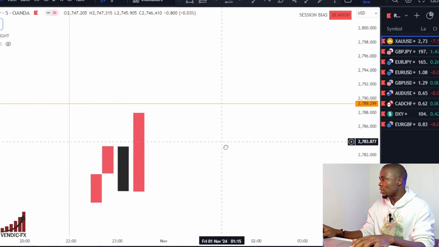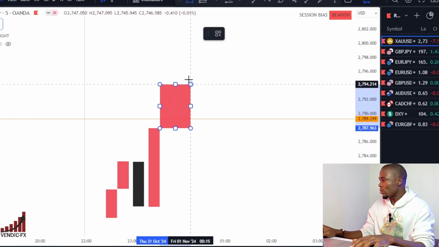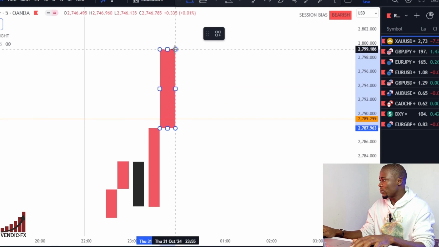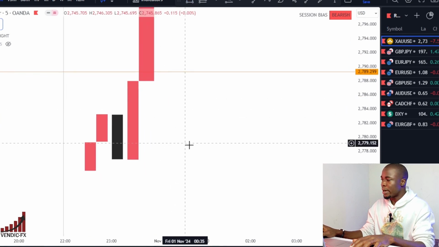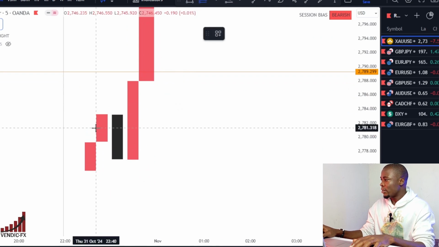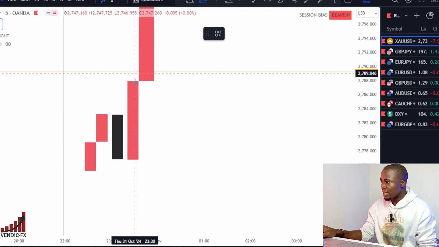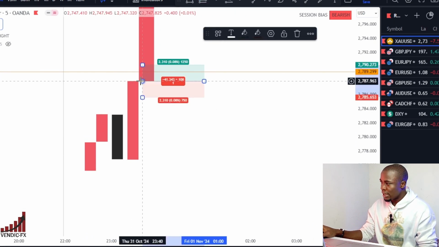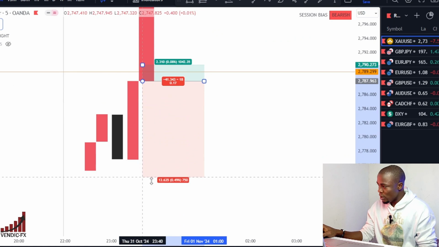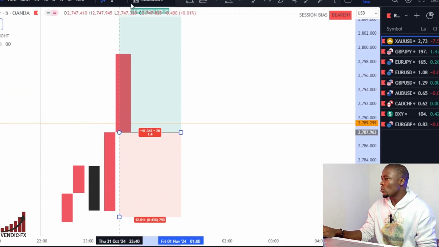Okay, so what is setup one? If you got another bullish candle, what is setup one? Buying above the range. So what will you be looking at? You wait for the market to close above the support zone. When a candle closes above the support zone, that's where you enter. Put a stop below that particular candle, then you target 1:2. Simple.